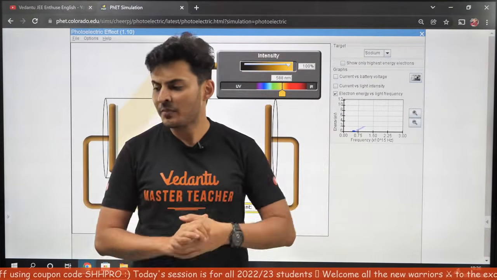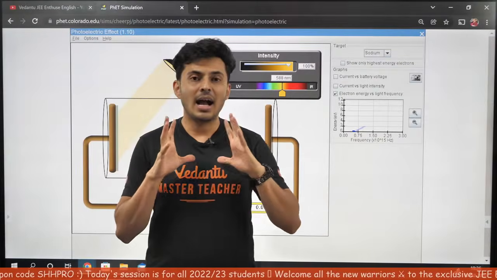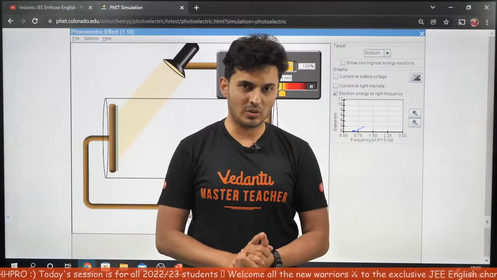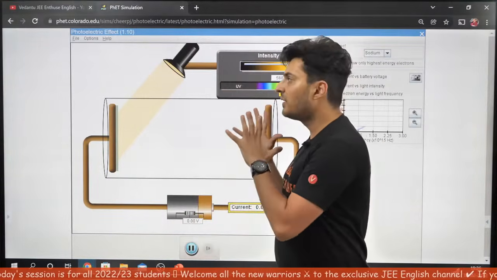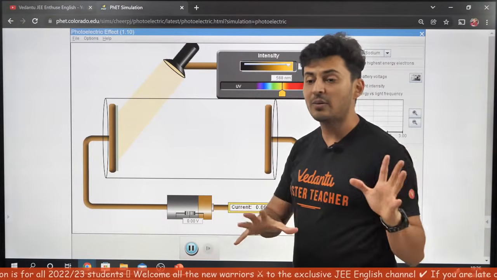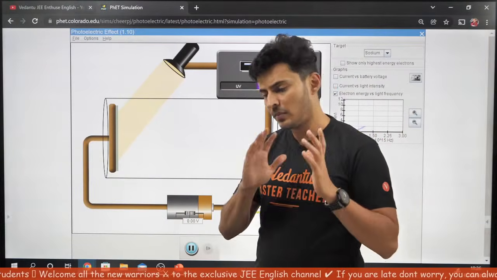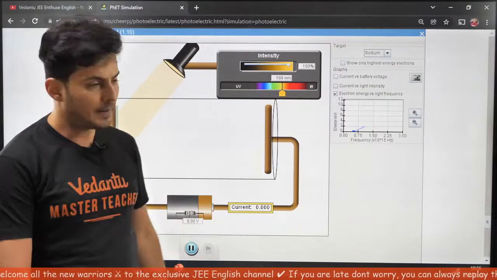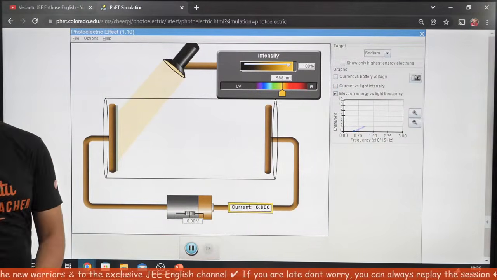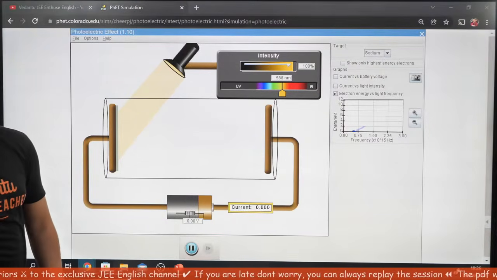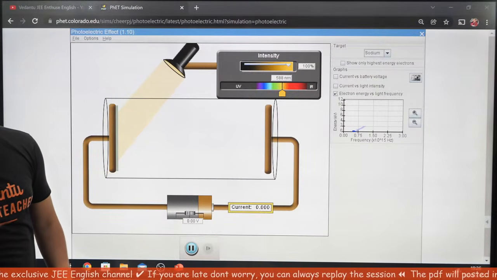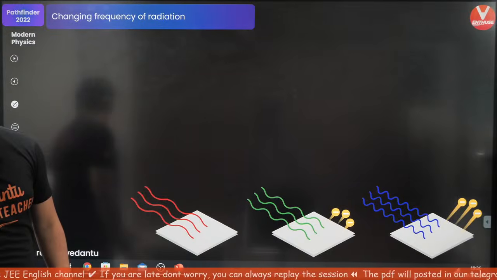Intensity and frequency. Over here, intensity, I mean to say the number of photons. Okay, and frequency and the number of photons are completely independent of each other. Understand that? Okay, fair enough. Let's go back to our slides and see what should happen. One second, let me go over here.